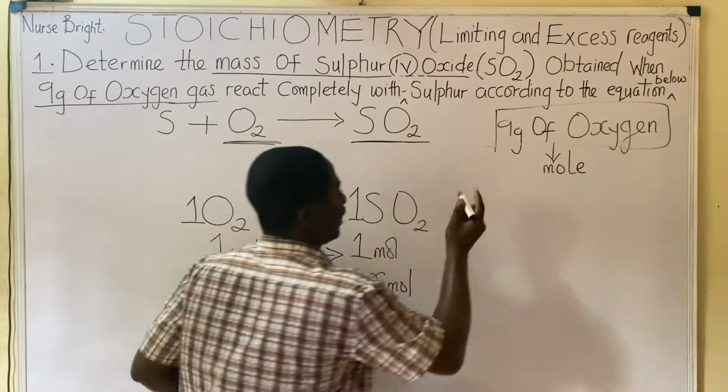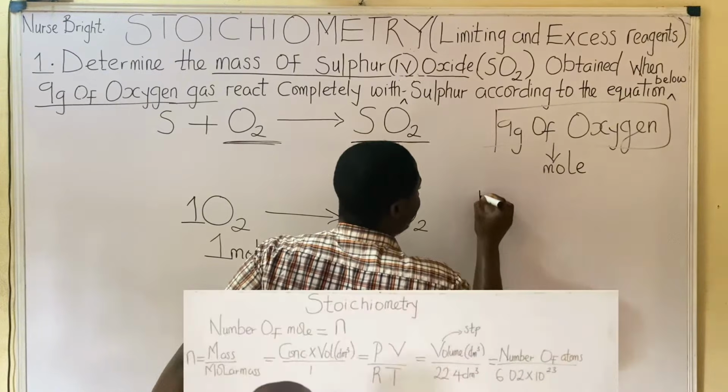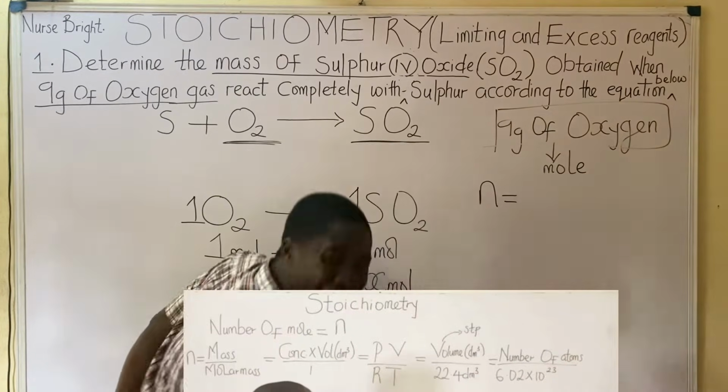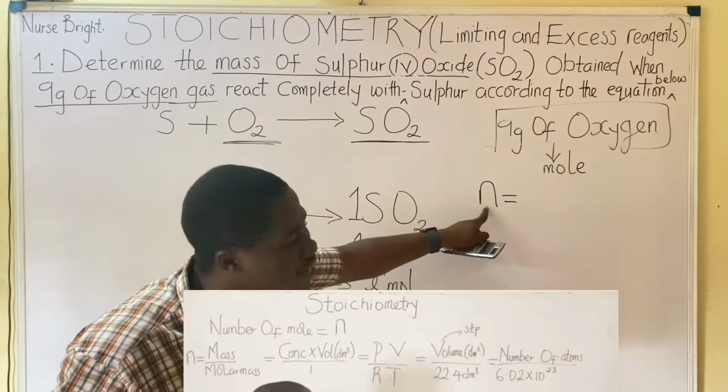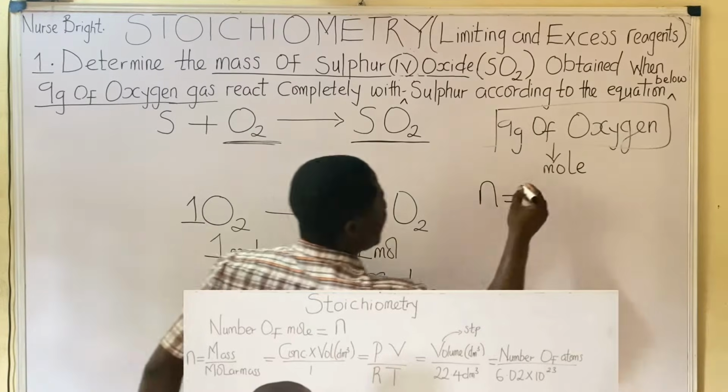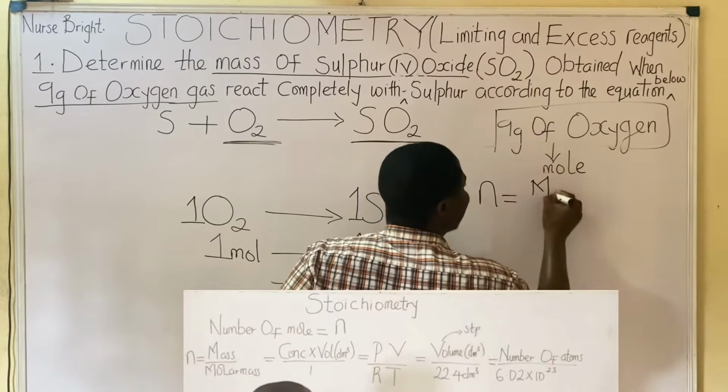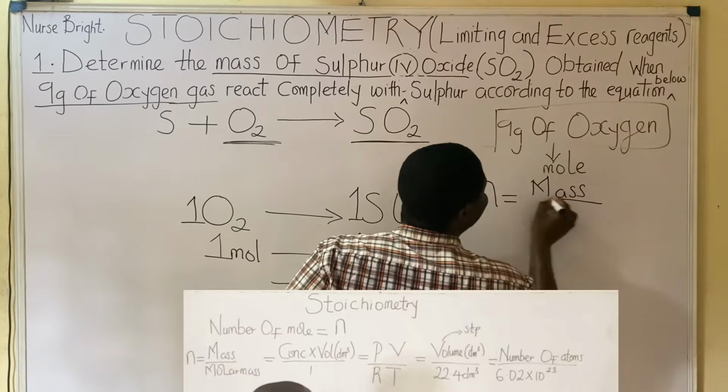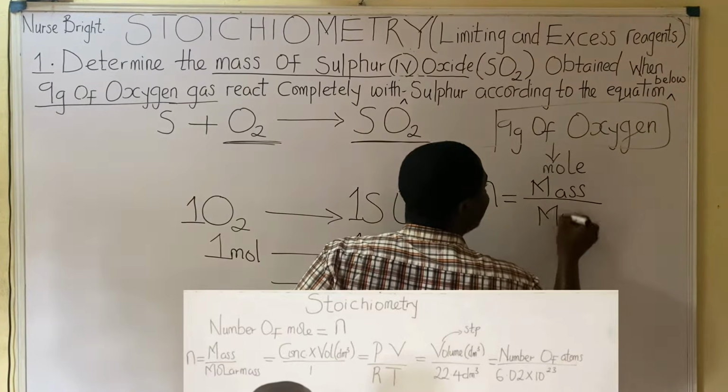Now, let me explain something for you. Here is the first formula. The formula is this: number of moles, which is N, is equal to mass divided by molar mass.